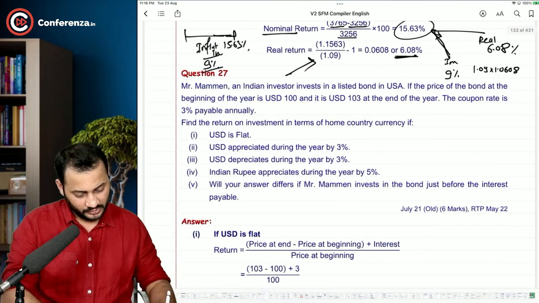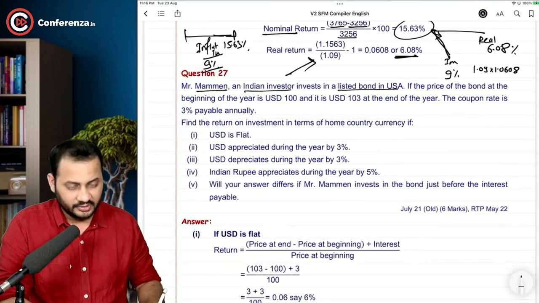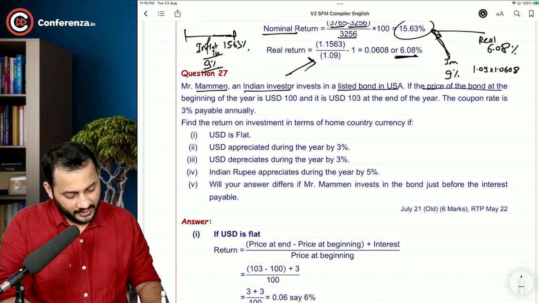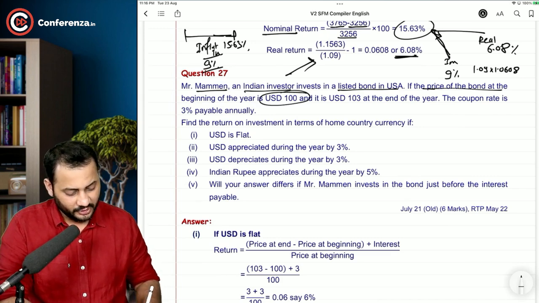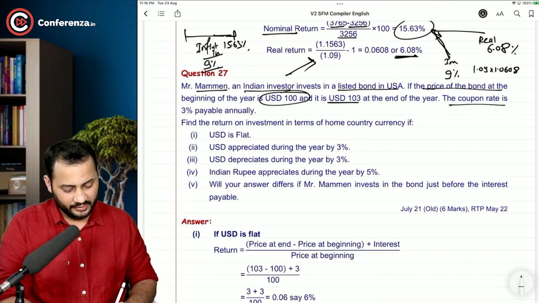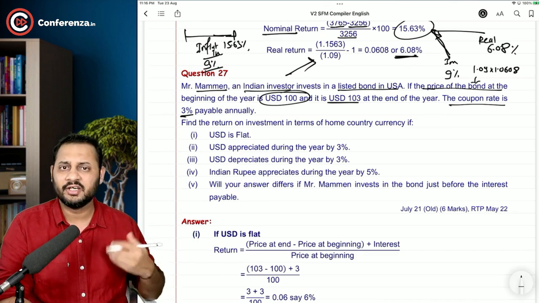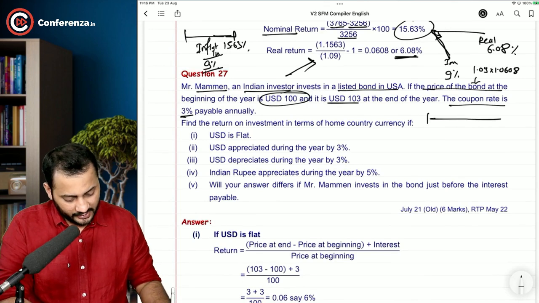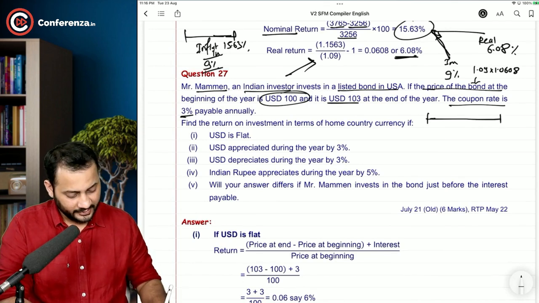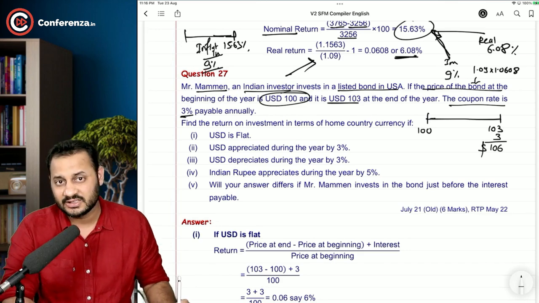See, Mr. Mamen, an Indian investor, invested in the USA. If the price of the bond when he invested was $100 and it is $103 at the end of the year, the coupon rate is 3%. Since he has invested in the bond, it is paying interest. You can look at it with the help of the timeline. $100 put here has become $103 plus $3 of the interest. So the net dollars or cash flow that you will receive is 106.